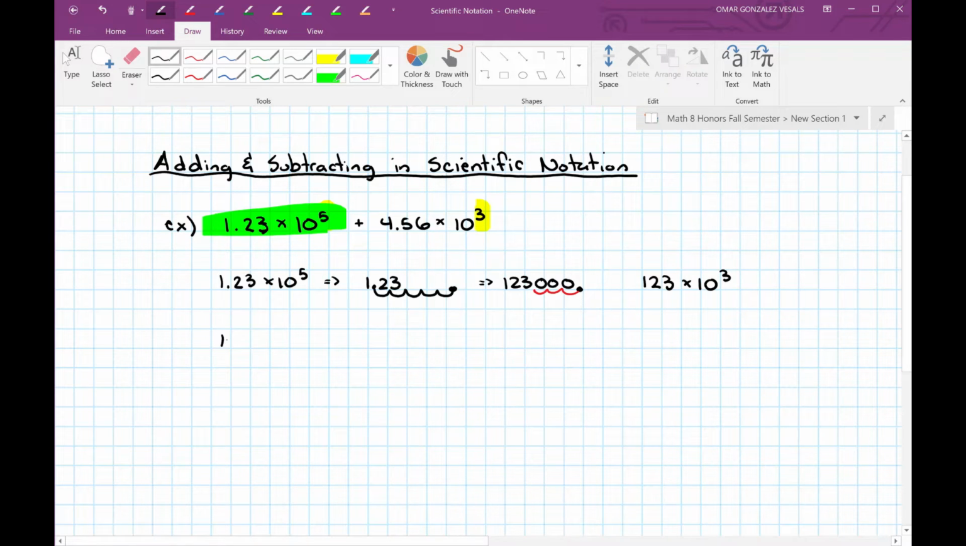So now I have 123 times 10 to the third plus 4.56 times 10 to the third. So what did we accomplish? Same exponent. Now how do I add this? Regular addition, but you don't add the exponents. The exponent is going to stay times 10 to the third. But what's my answer going to be? Remember, you have to line up your decimals. Don't forget to line up your decimals.